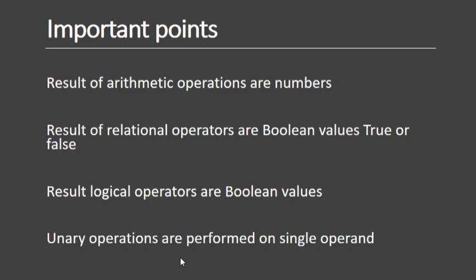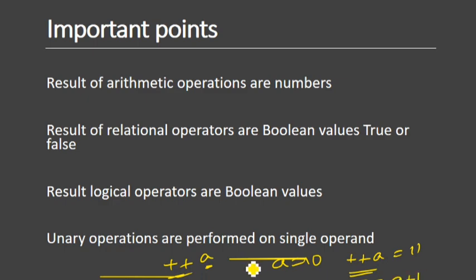Unary operators are performed on a single operand, so plus plus a is incrementing the value of a. For example, a equal to 10, so plus plus a will become 11. Plus plus a is nothing but a equal to a plus 1. The value of a is 10 now, so 10 plus 1 will become 11. These are the unary operators which can perform on a single operand or single variable.